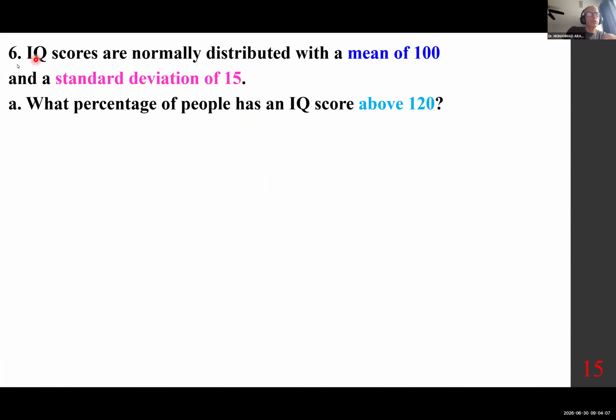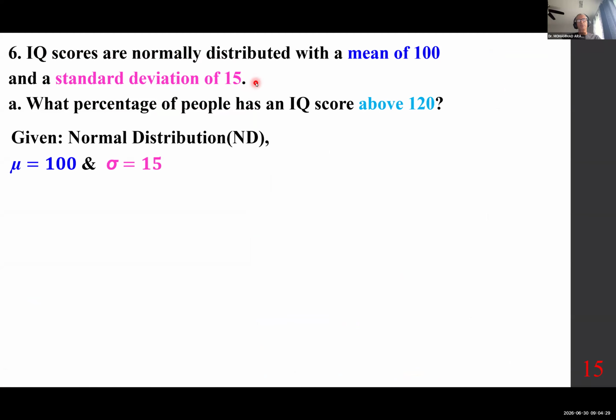We are looking at question number 6. IQ scores are normally distributed with a mean of 100 and a standard deviation of 15. What percentage of people has an IQ score above 120? So first and foremost, in any application, what is given symbolically: the mean is mu equals 100 and the standard deviation is sigma, because we are dealing with the population. And so we want the probability of X larger than 120.